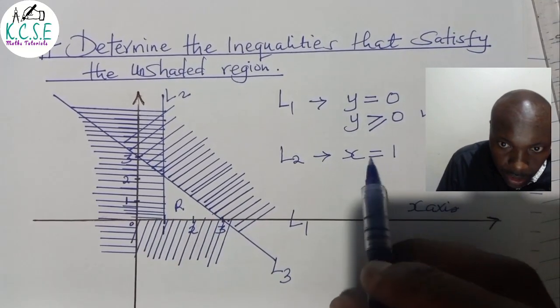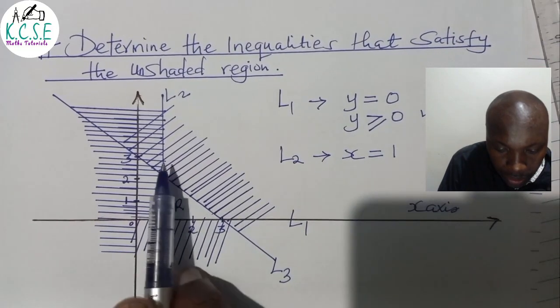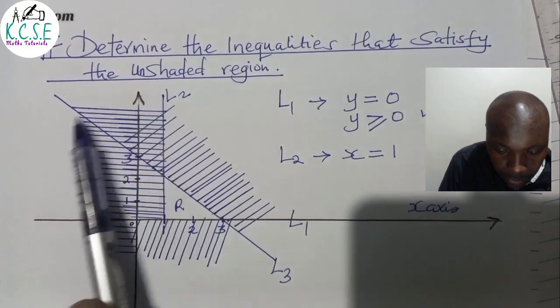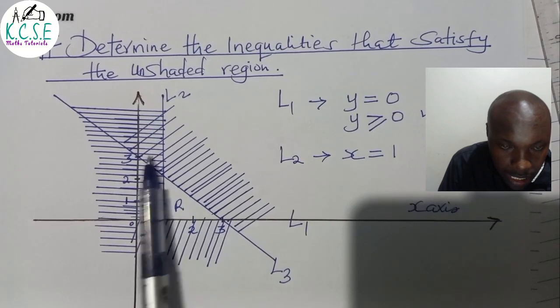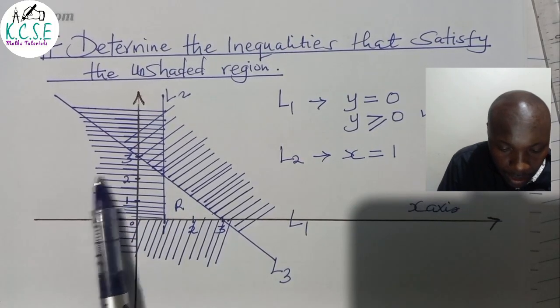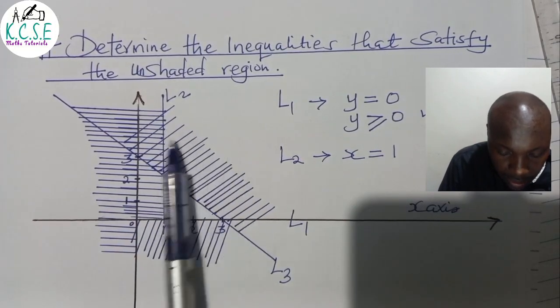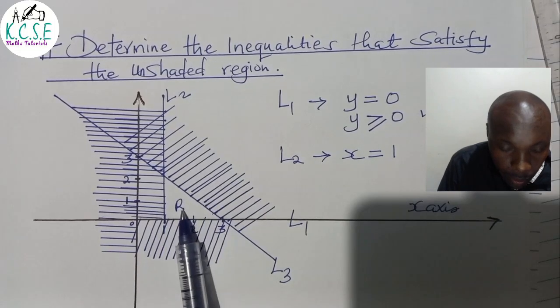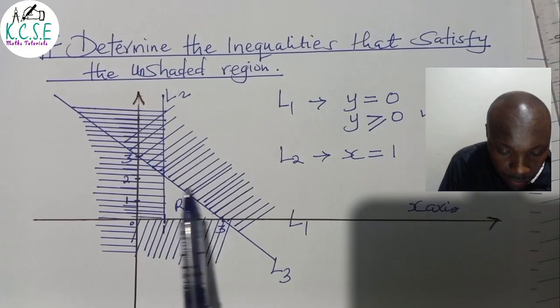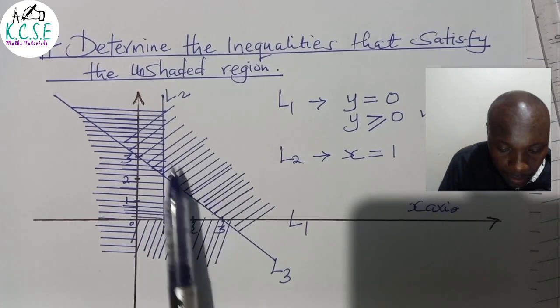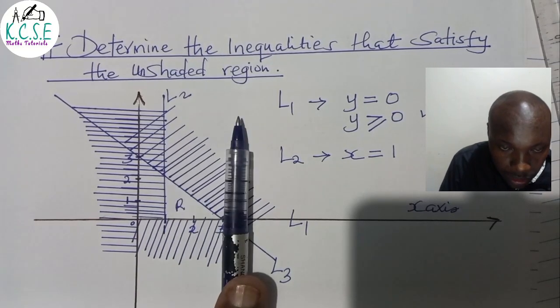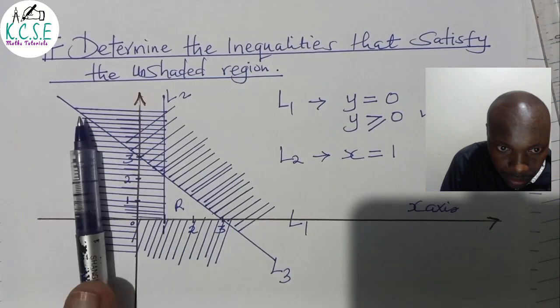So which inequality are we going to put here? Look at the side that is shaded. The left-hand side of that line is less than. The side to the right is where we have the required region. The required region is to the right of that line. That is the side that is required. It is greater than. The side to the right of that line is greater than, and the one to the left is less than.